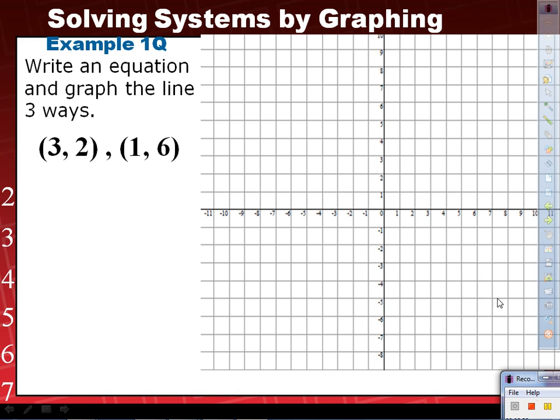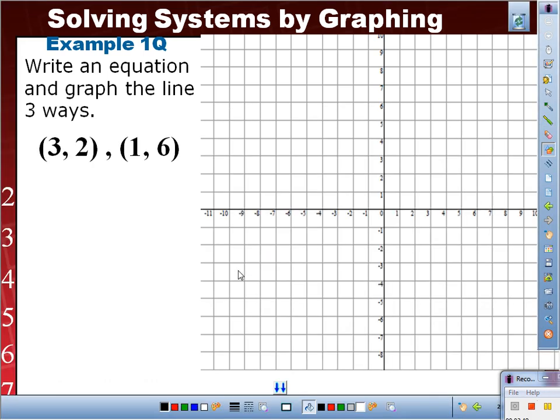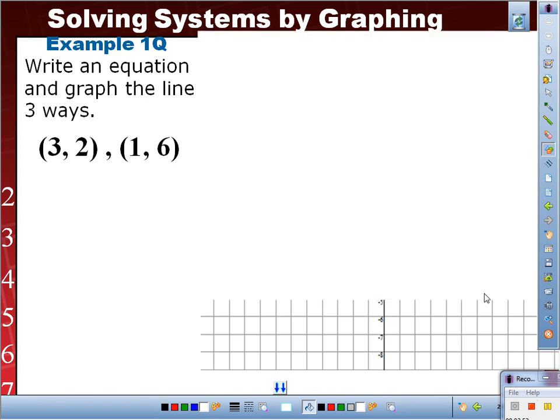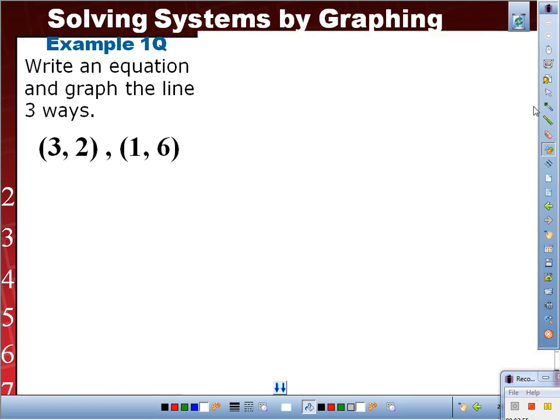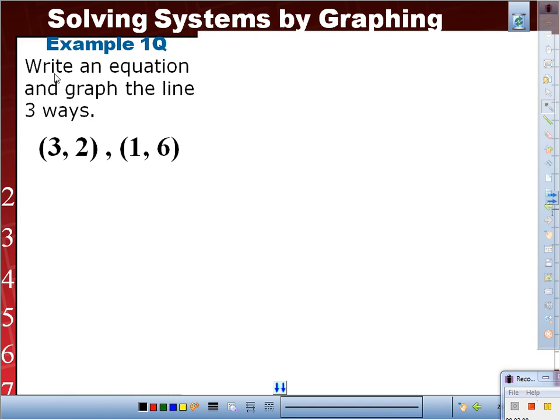Okay, here we go. Look up to the screen. So right now we're on the Cornell note, yes? All right, so I'm going to make some space here because we're still not at the graphing part. We're in the Cornell notes. You wrote example 1Q, and it says write an equation. That's part 1. They want us to write an equation. And what is the second part? They want us to do what? Graph three different ways.